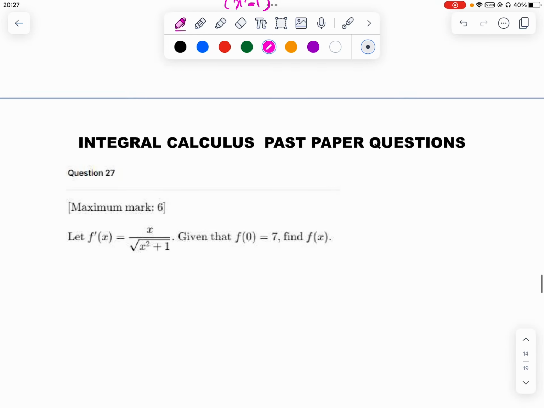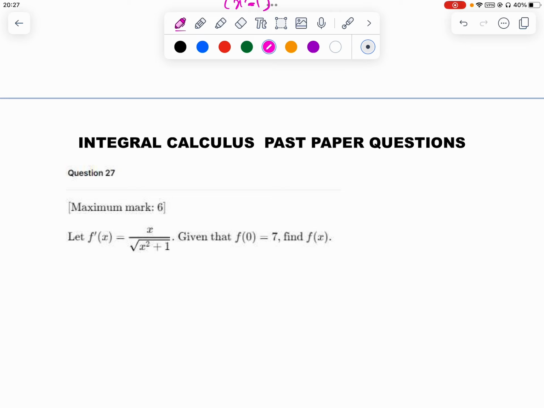Question number 27. Where is this question number 27? It says the integral of f prime x equals x upon square root of x square plus 1. Then given that f of 0 equals 7, find f of x.